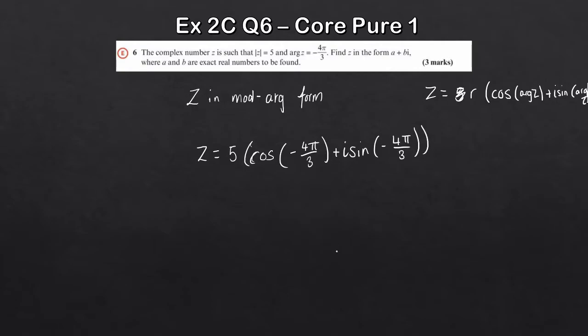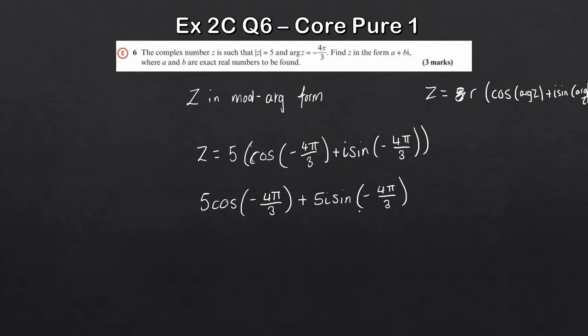Okay, but obviously we need it in the form a plus bi, so we're going to have to do a bit of manipulation here to get into the correct form. But what I can do is I can expand this separately, so 5 times cos minus 4 pi over 3, and then 5 times i sine minus 4 pi over 3. So doing that, we get 5 cos minus 4 pi over 3 plus 5i sine minus 4 pi over 3. Okay. Again, we're still not in the correct form. We're going to have to do a bit more manipulation.